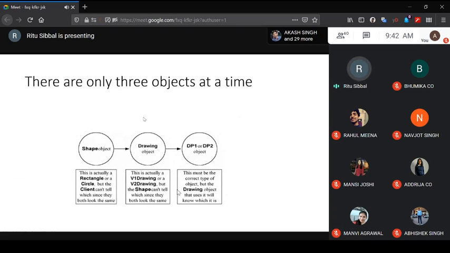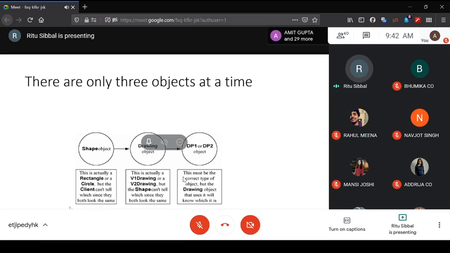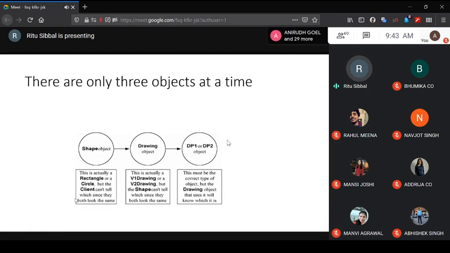We are only having three objects now. We are having a shape object, we are having a drawing object, and we are having a DP1 or DP2 object. So the shape object could be a rectangle or circle, and the client doesn't know what it is. For the client, it's only a shape object. Now, the drawing object is actually V1 drawing or V2 drawing. Now this must be the correct type of the object. So the drawing object will know which it is, either DP1 or DP2.